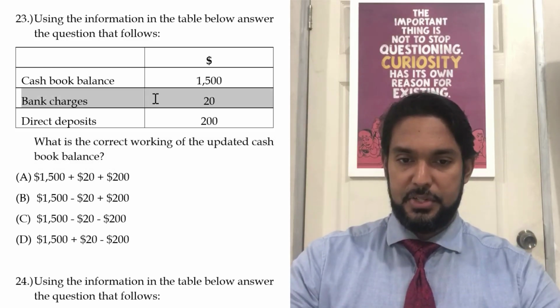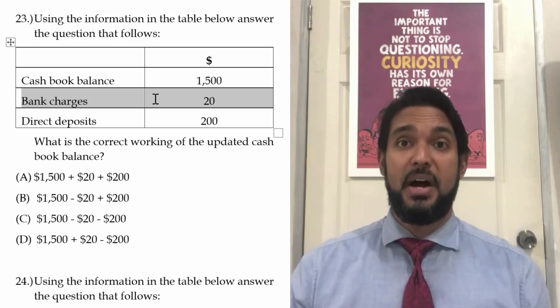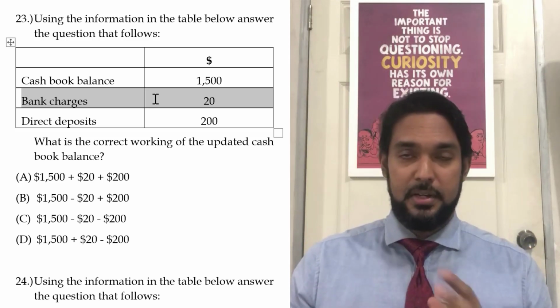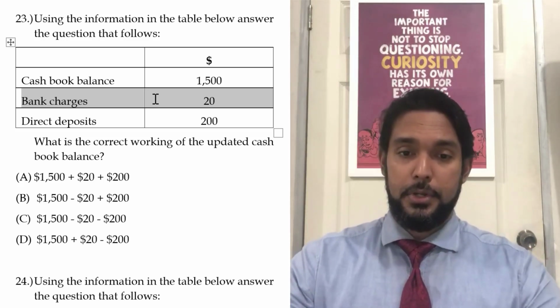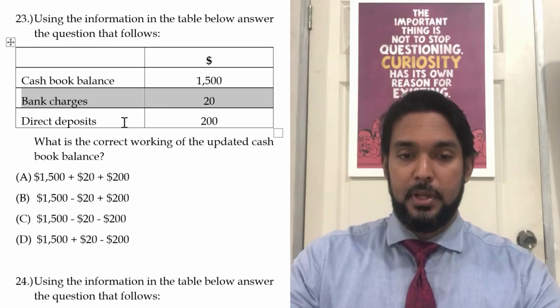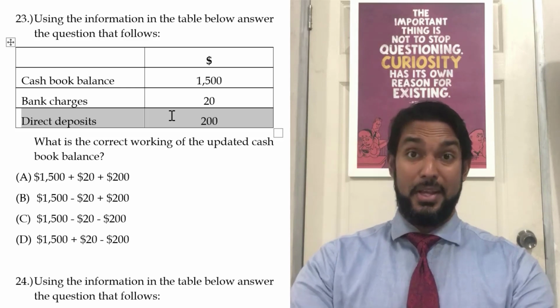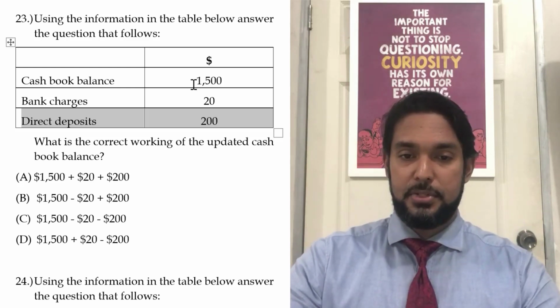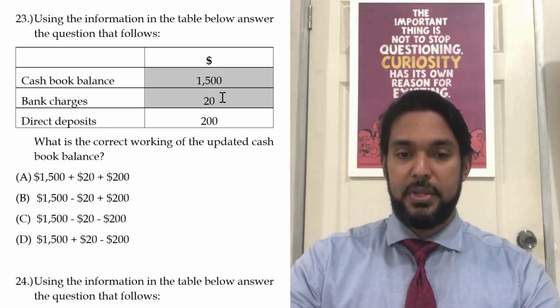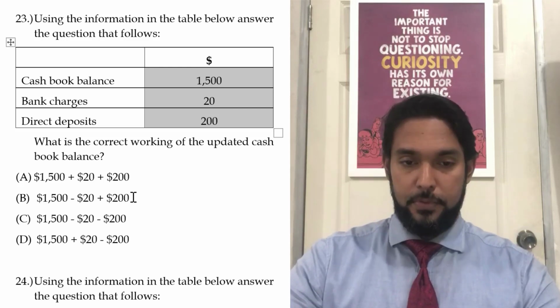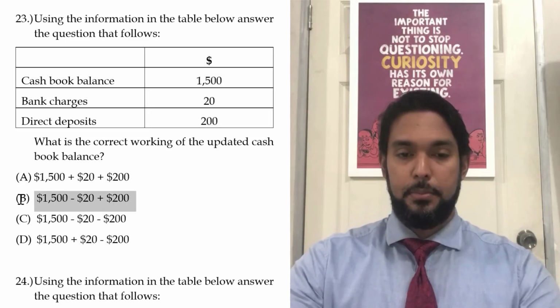Bank charges are amounts the bank deducts just for taking care of our account. So we'd have to minus the 20. And direct deposits are when people put money in our account directly. So that's going to increase. So it'll be 1,500 minus 20 plus 200. 1,500 minus 20 plus 200.